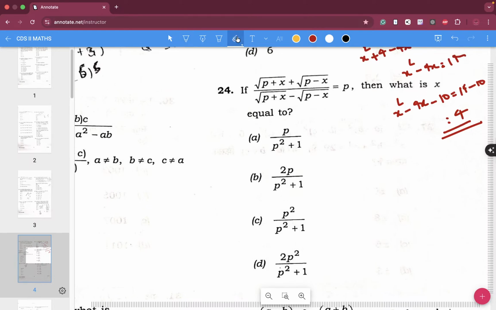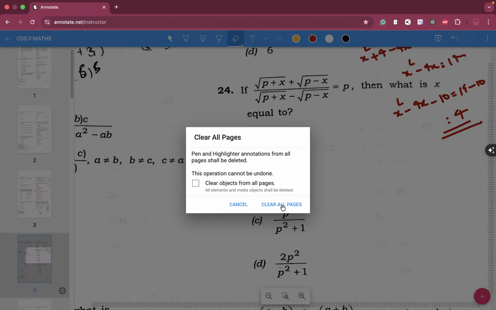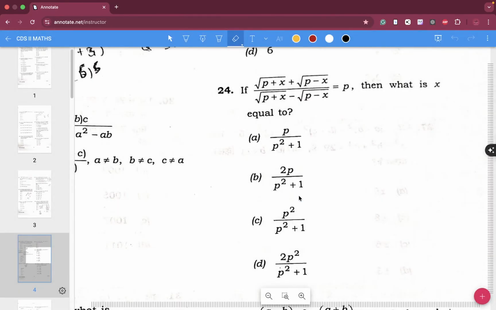Okay, so now let's move on to the next question. Question number 24. Now we are moving to question number 24, right? This is a very interesting question. This is a question of componendo and dividendo, or otherwise you can also think of some values.